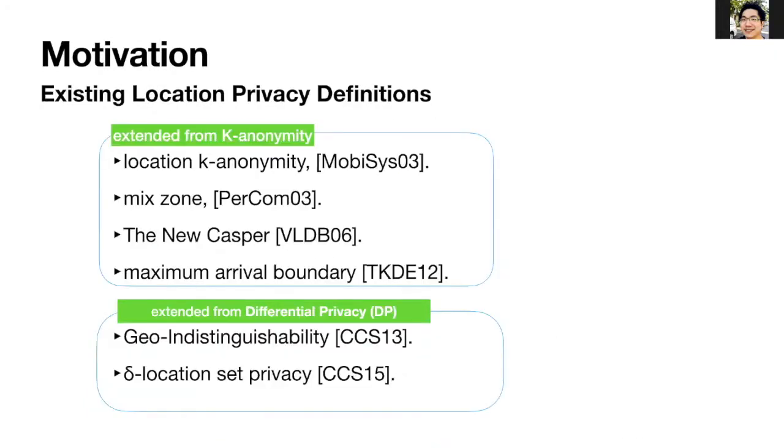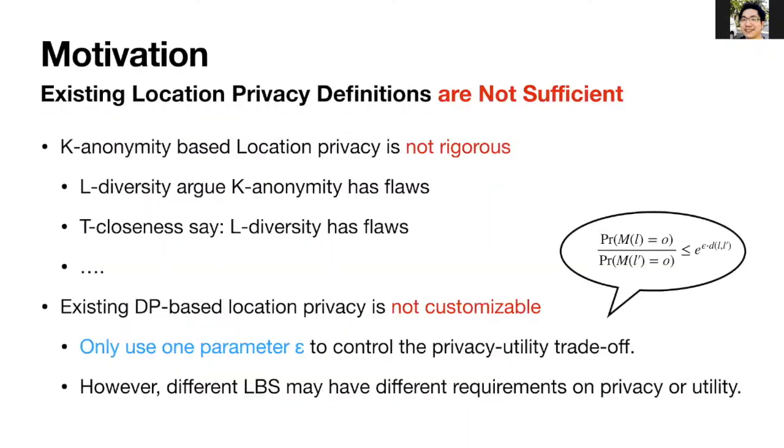There has been a lot of study on location privacy definitions. Basically, there are two families. One is extended from k-anonymity, another is extended from differential privacy. The state-of-the-art privacy definitions are geo-indistinguishability and delta location set privacy. However, we found that existing location privacy definitions are not sufficient. Why? Because of the two families, the first family, k-anonymity based location privacy, is not rigorous. And the differential privacy based location privacy is not customizable, because it only uses one parameter epsilon to control the privacy-utility trade-off.